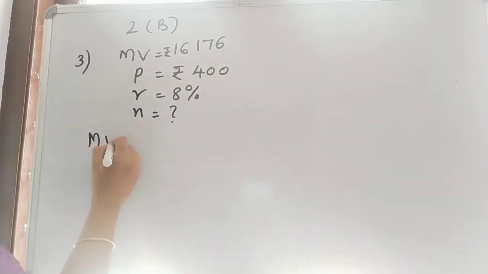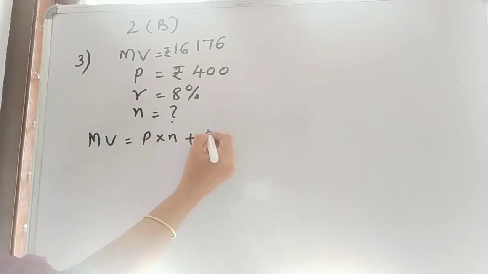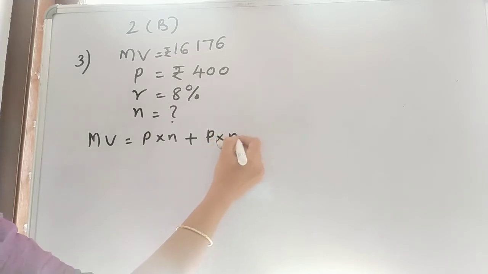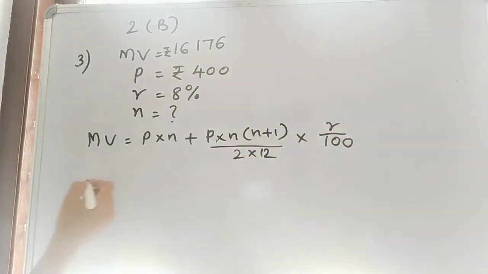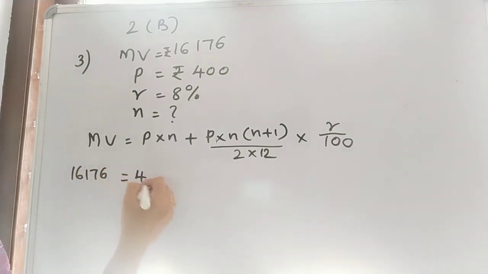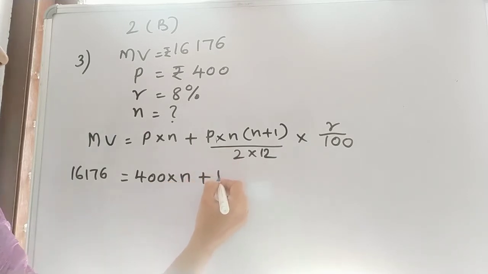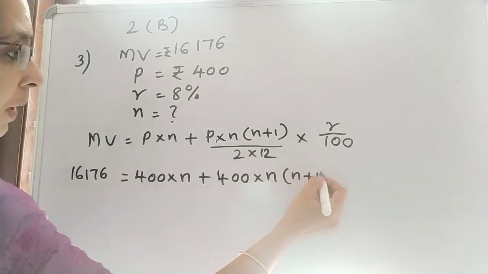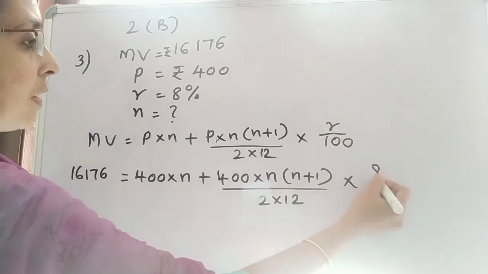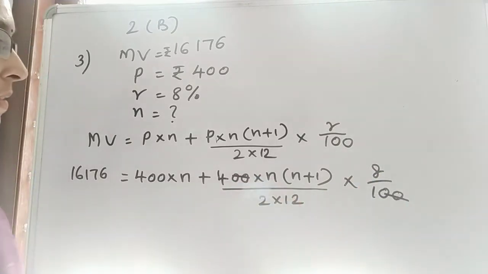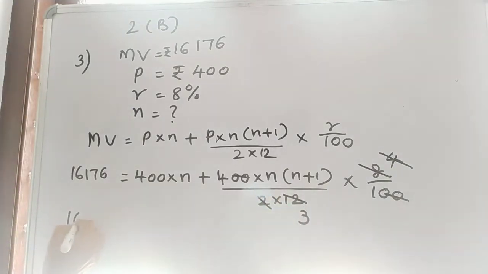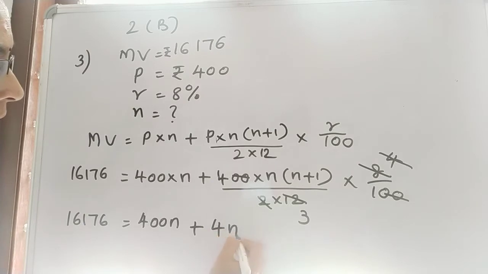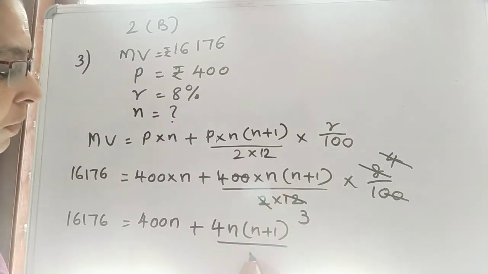So we have the formula: maturity value is equal to P into N plus N into N plus 1 divided by 2 into 12 into R by 100. So we can substitute the values: 16176 is equal to P, 400, into N, which we don't know, plus 400 into N into N plus 1 divided by 2 into 12 into 8 by 100. So the 00 we can cancel. Then 2 and 8, 4 times. Again 4 and 12, 3 times. So remaining it will be 16176 is equal to 400N plus numerator 4N into N plus 1 divided by denominator 3 only.